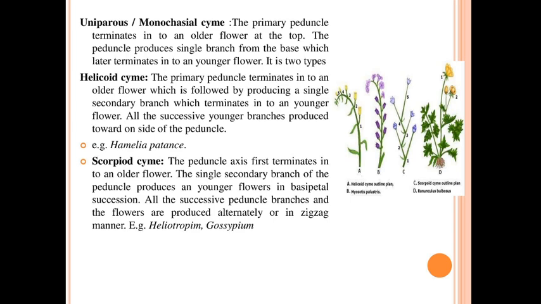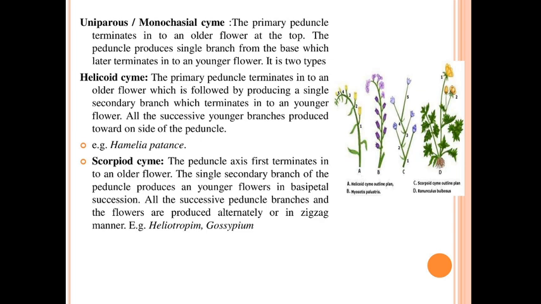Second type is that of uniparous or monochasial cyme. Here the primary peduncle is terminating into an older flower, and the peduncle is producing a branch at the base. It is producing only a single branch that again terminates into a flower. That branch will again give rise to a new branch. In this way, it will give the single branches on one side.